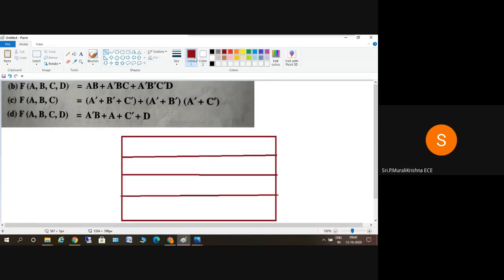So first of all, drawing the Kmap is the important thing. The more perfectly you mention the min terms while drawing the Kmap, you'll get half of the answer. Okay, this is AB and this is CD.